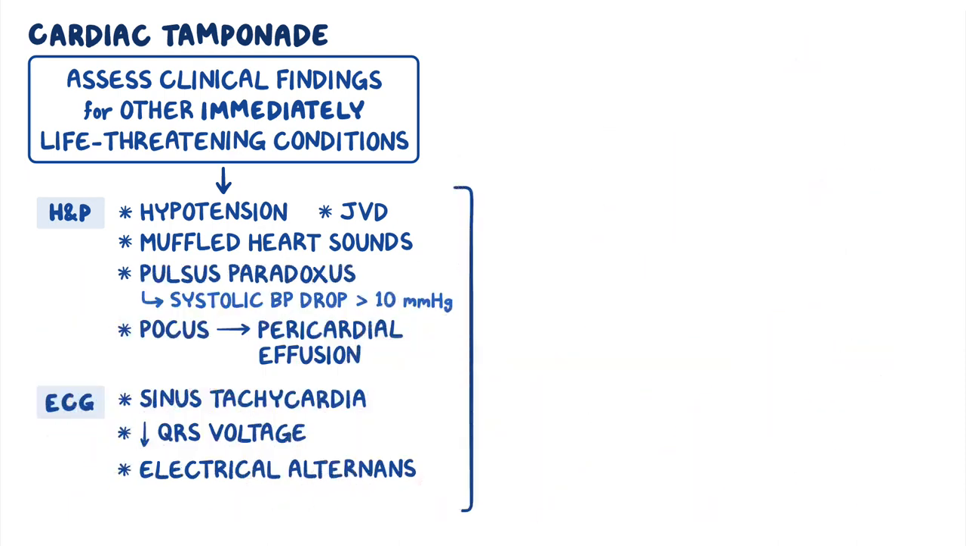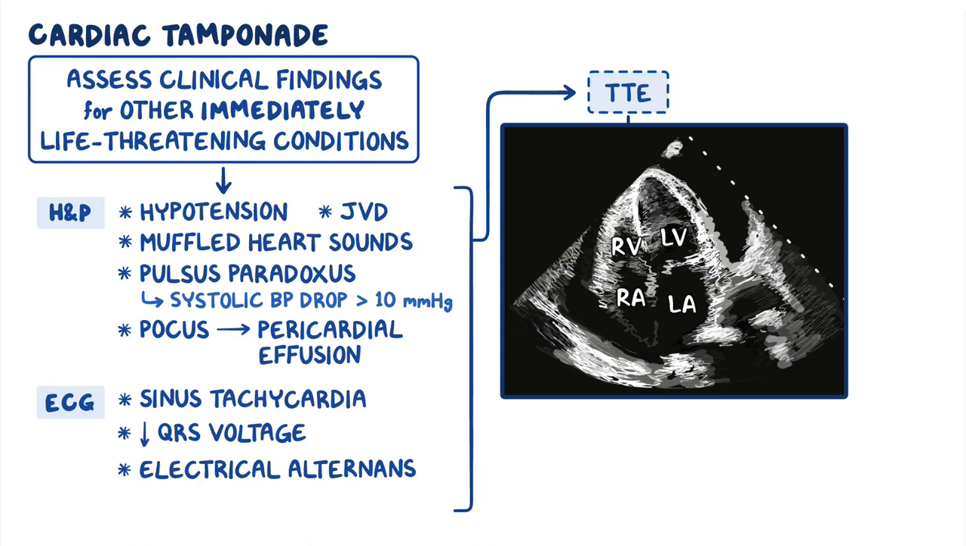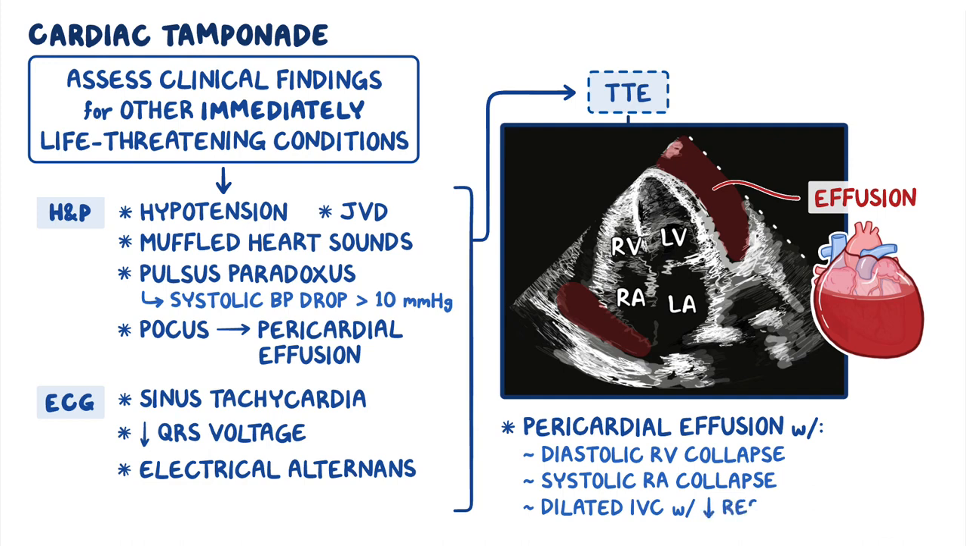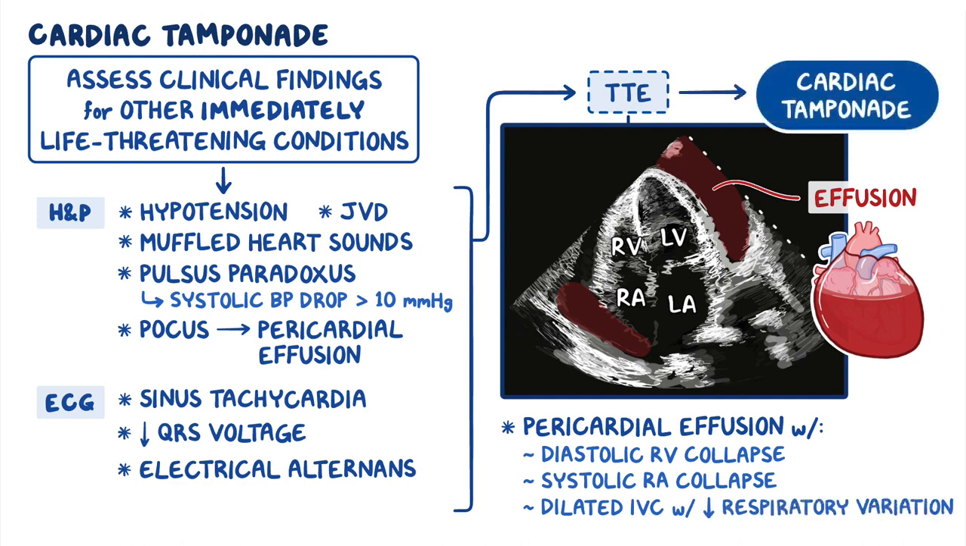If you suspect cardiac tamponade, your next step is to promptly obtain a transthoracic echocardiogram, or TTE. The presence of a pericardial effusion with findings like diastolic right ventricular collapse, systolic right atrial collapse, and dilated IVC with decreased respiratory variation confirm your diagnosis.